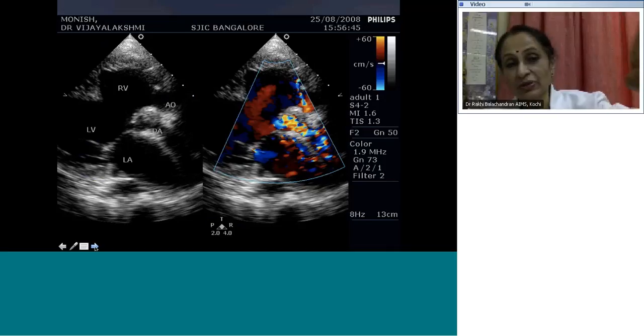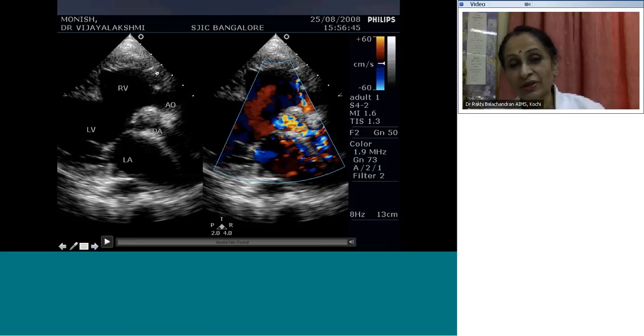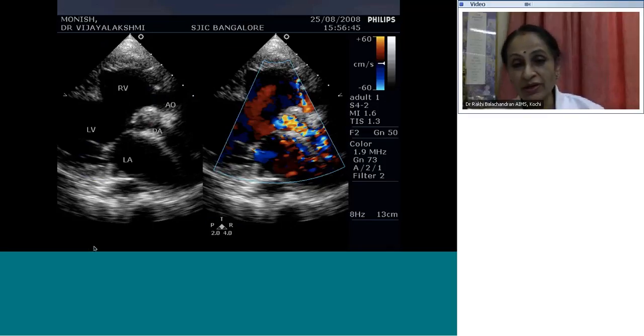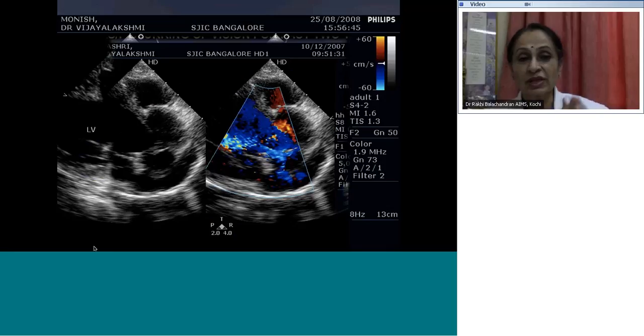This is the previous case I told you, and the cyanosis is because of the DORV. You can see that the aorta and the pulmonary artery both are arising from the RV. That is the patient with the pericardial effusion and the MASH.